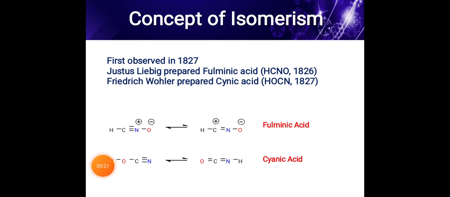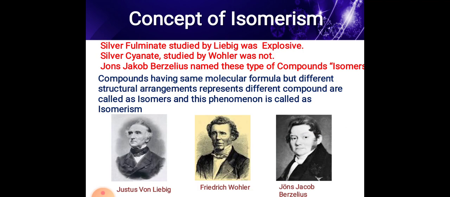Justus Liebig prepared fulminic acid and Friedrich Wöhler prepared cyanic acid. This is the structure of fulminic acid and cyanic acid. Silver fulminate studied by Liebig was explosive. Silver cyanate studied by Wöhler was not. The compounds having the same molecular formula but different structural arrangement, representing different compounds, are called isomers, and the phenomenon is called isomerism.